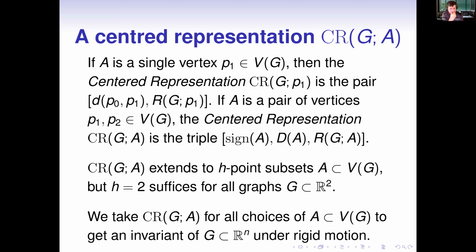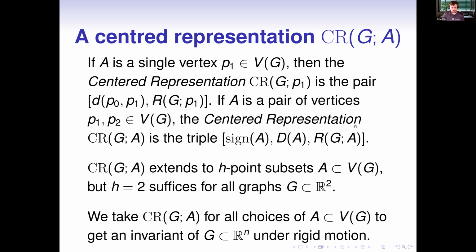And here is a definition of center representation. Basically, here's a simpler variation from the previous slide. When we fix a single vertex, we have first a pair: the distance from the center of mass to P1, which is fixed. Then we have this matrix R, with all the distances excluding P1 to P1 and to the center of mass, and we get this triple.